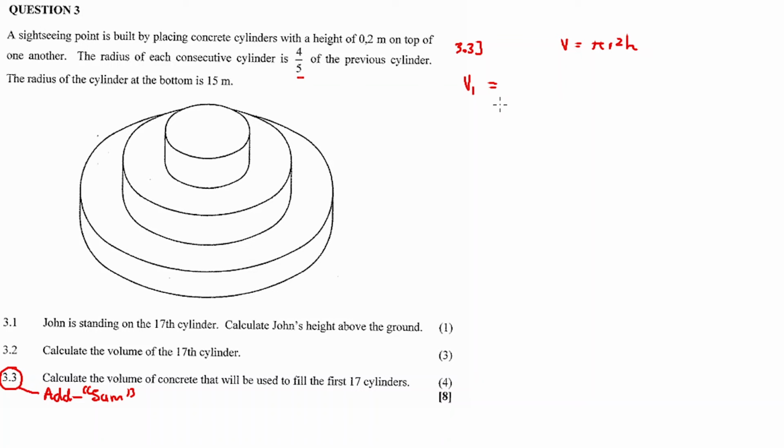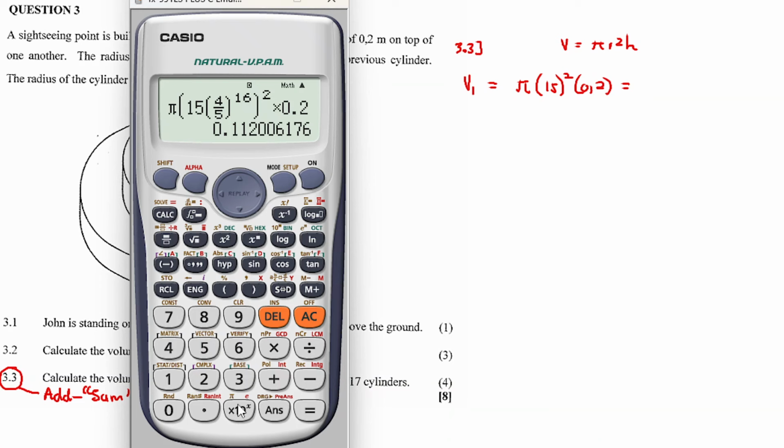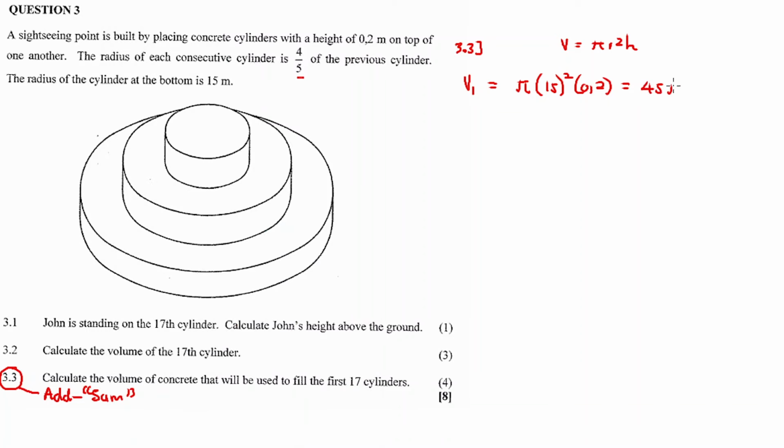Okay, so volume number 1 is pi r squared h. What is the first radius? So 15 squared, height is 0.2, so 15 squared multiplied by 0.2, 45. I don't have to multiply pi because I'm going to get a decimal, so let's just leave pi as is. It's a constant anyway, so don't worry too much.